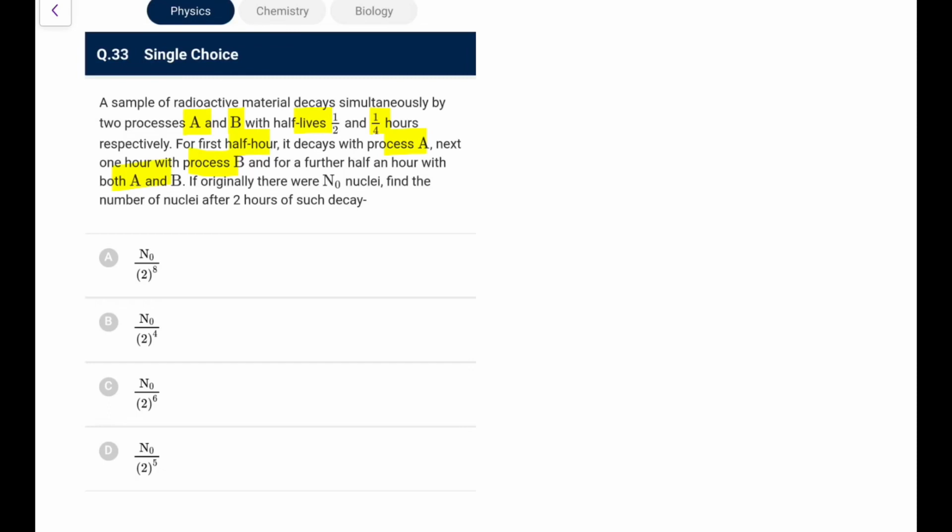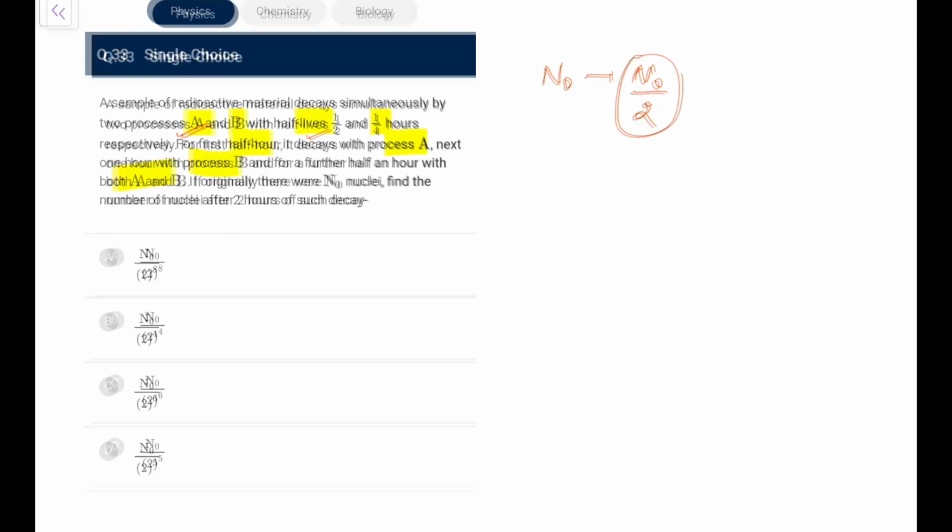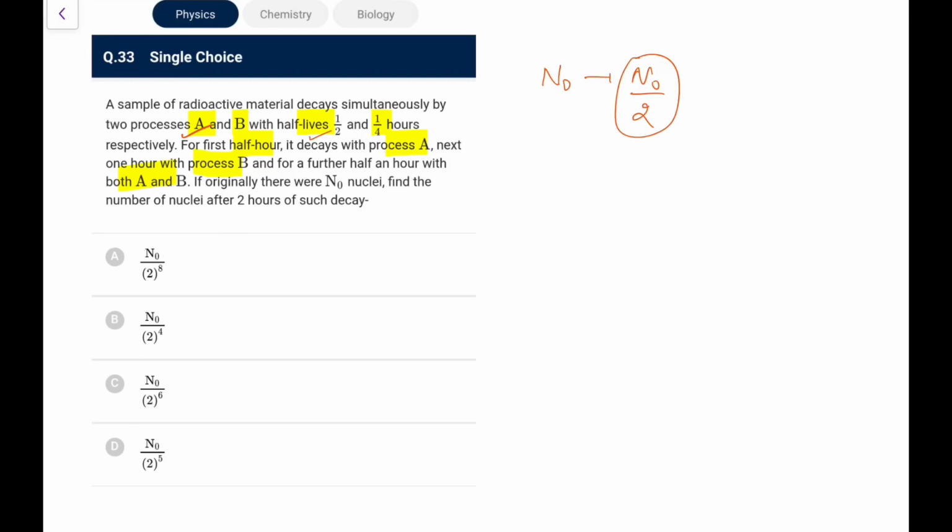So first of all, for the first half hour, let's say it was N0, this is with A whose half-life is half, so it will become N0 by 2. Now for the next 1 hour with B, 1 hour for B means 4 half-lives. 4 half-lives means this will become 1 by 16 of N0 by 2. That will be, I should write, N0 upon 2 to the power 5 now.